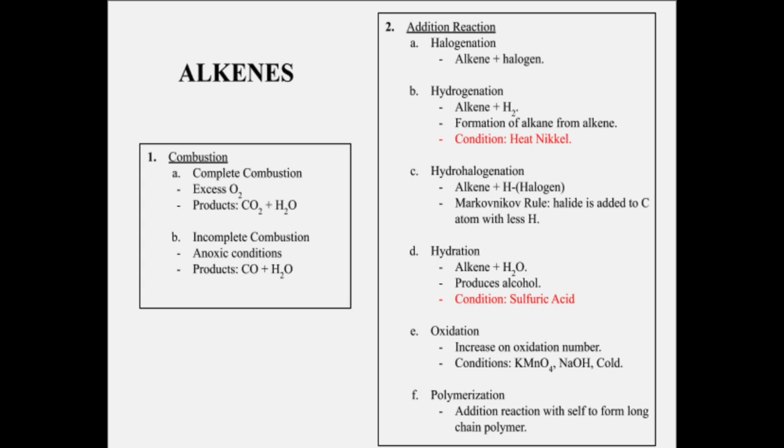The next type of addition reaction is hydration, in which water is added to an alkene. This produces an alcohol. The condition for this reaction is sulfuric acid. The next addition reaction is oxidation, in which the oxidation number of the alkene is increased. The conditions of this are KMnO4, NaOH, and coldness. Lastly, polymerization is an addition reaction in which the molecule reacts with itself to form a long-chain polymer.